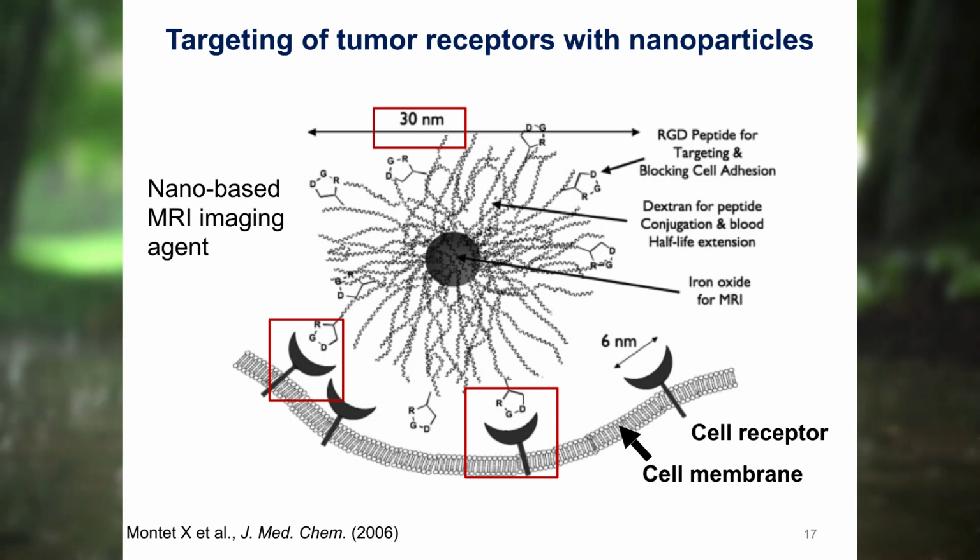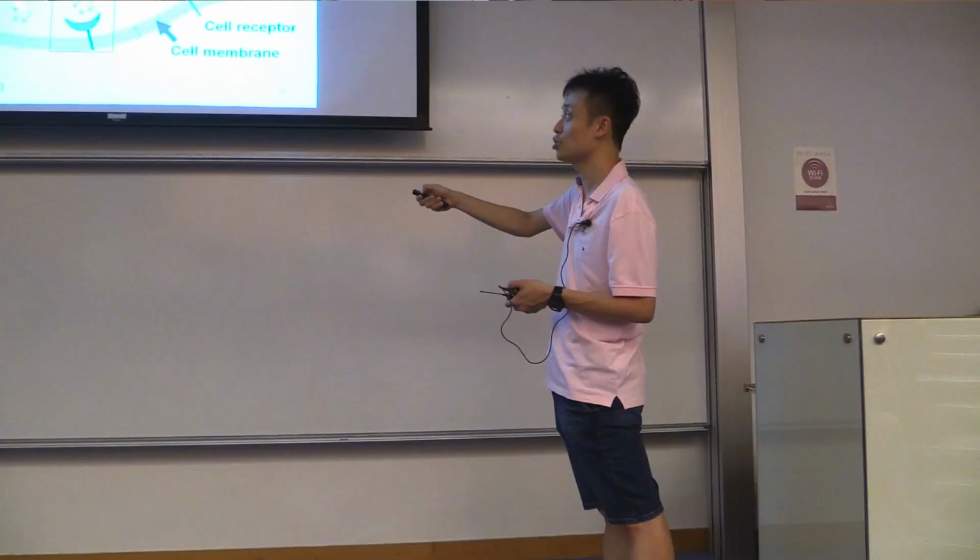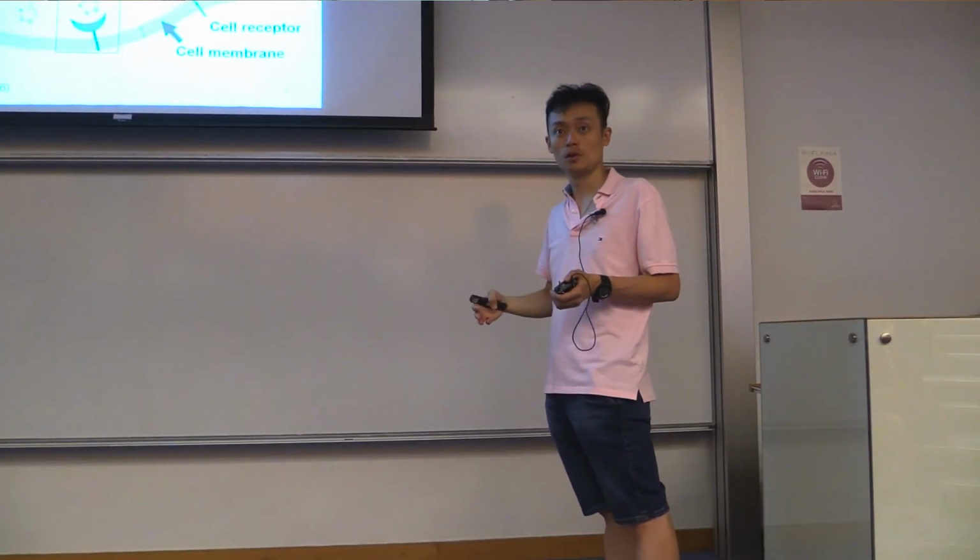Attached to the surface of this nanoparticle, you can see these are dextrin. Dextrin is sugar, one type of sugar. So these are sugar strands attached to the surface. And at the end of the sugar linkages, you can see this RGD. This is a peptide, a short piece of peptide that could target certain receptors. So that looks like this sickle shape. This receptor, this is a cartoon of a receptor around 6 nanometers in size, is overexpressed. That means that cancer cells have a higher expression of these receptors than normal cells.